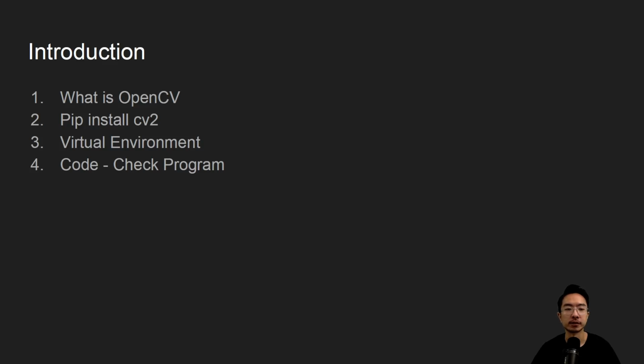All right, so in this video, I will be going over how to use OpenCV in Python using VS Code. So I'll go over a brief introduction on what OpenCV is, how to do a pip install using pip for OpenCV, and then set up your virtual environment and run a quick program to check that your program is working properly.